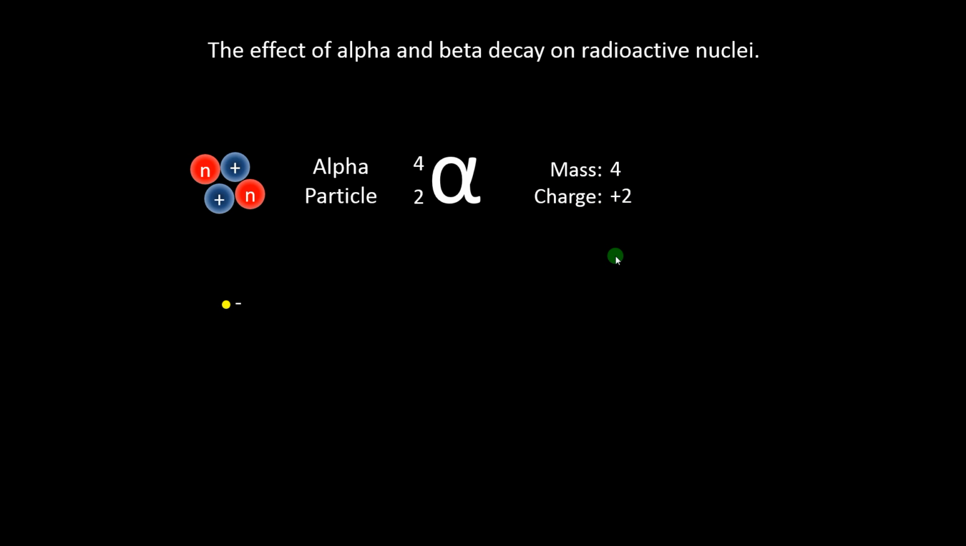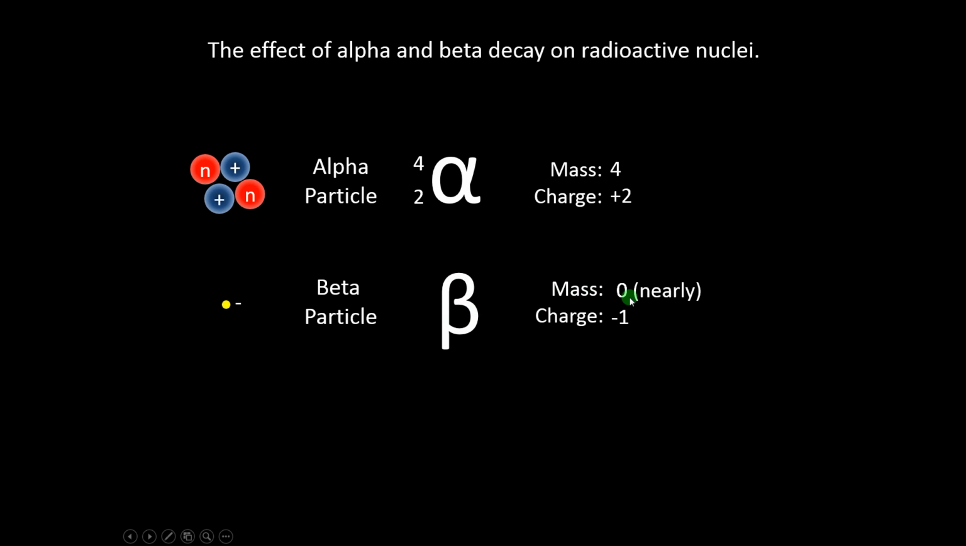The second way of decay that we need to know is a beta particle, and a beta particle is basically just a high energy electron. So the beta particle has a symbol of a Greek beta, and it has a mass of nearly 0. The electron has a mass that is about 1/1800th of the mass of a proton or a neutron. So we say 0 because it's very close to 0, round it down. And hopefully we all know that the charge on an electron is -1.